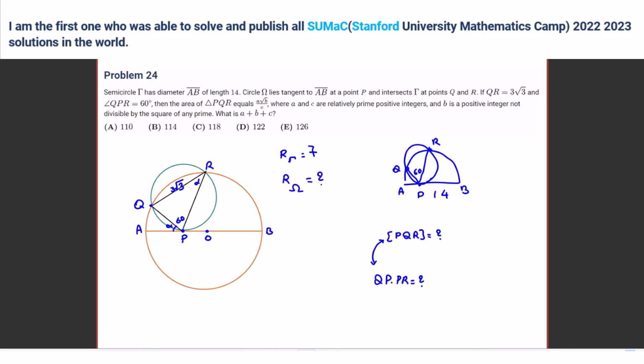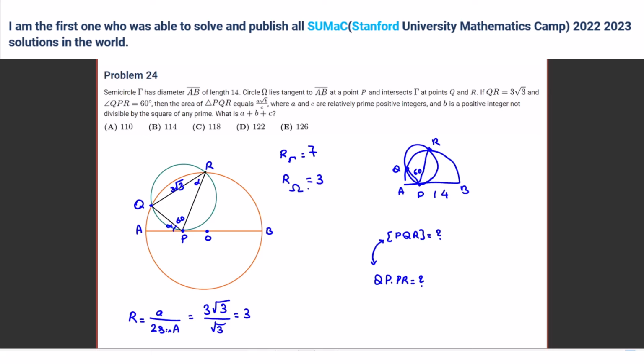Is the radius 3? Do you remember the formula I told you? R equals a over 2 sine A. Exactly. So 3 root 3 over 2 times 2 sine 60, so just square root of 3. So it would be 3, right?